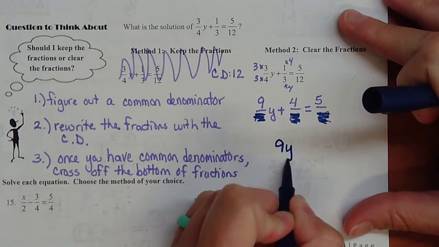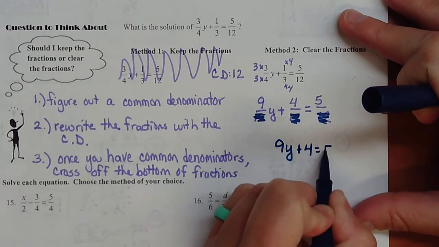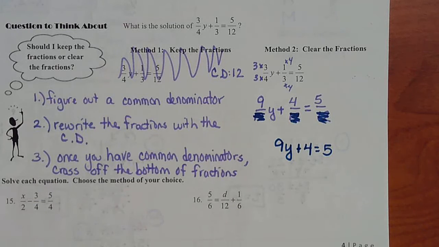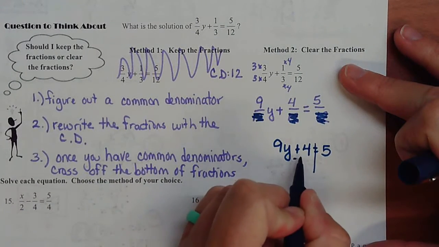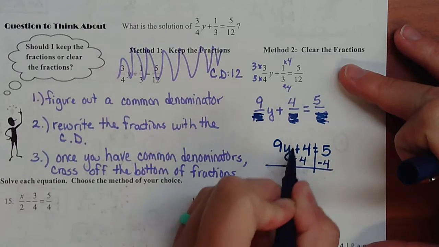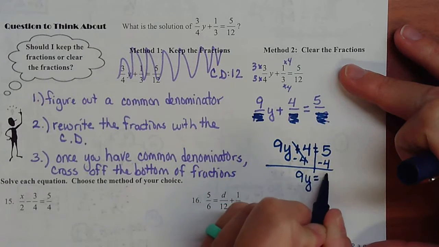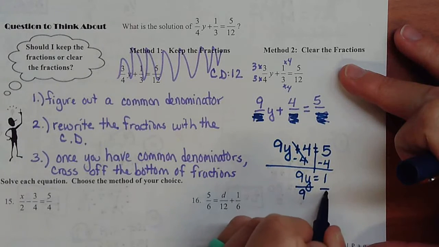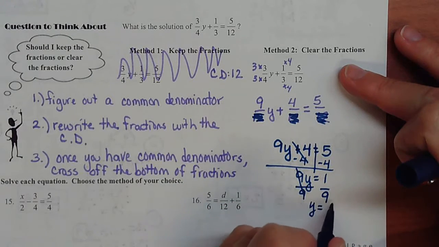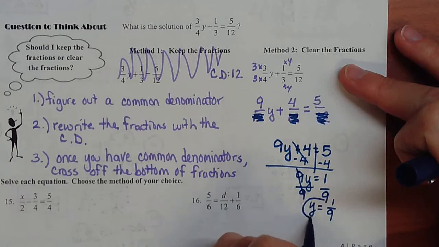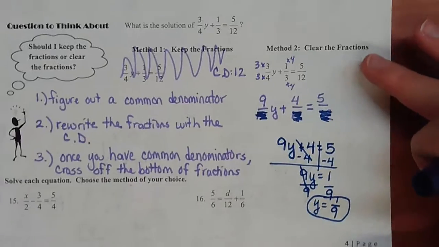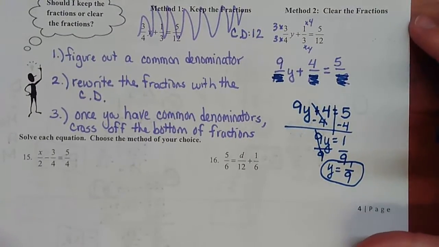And I'm left with 9y plus 4 equals 5. And guess what? You should know how to solve that. See, fractions aren't so scary. We can just get rid of them. From here, you would subtract 4. 9y equals 1. You get a junky number on this one. So y equals 1/9, which is a nasty decimal, so I'm just going to leave it as a fraction. Got rid of fractions to have an answer as a fraction.